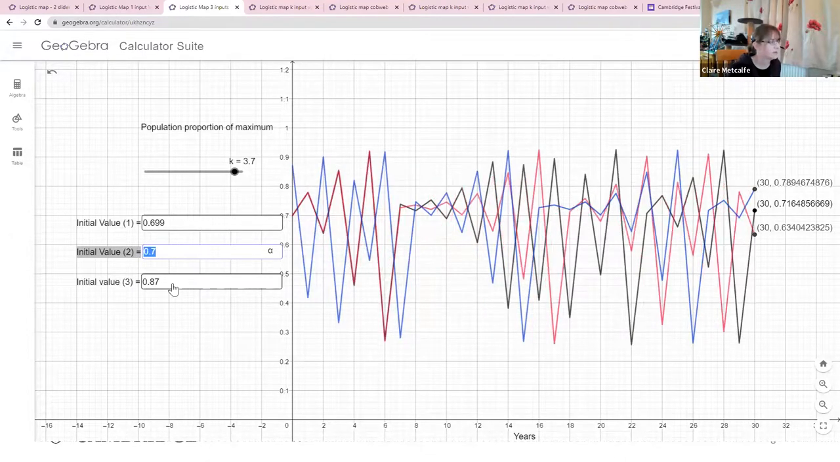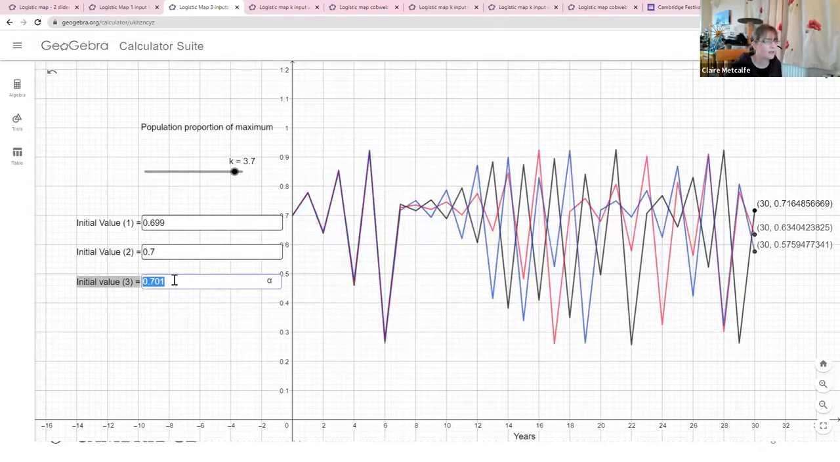0.7, 0.701, we see for the first few years, everything is doing more or less the same thing. And then by about year eight, the populations start to act wildly differently. And this is something which is known as chaos.